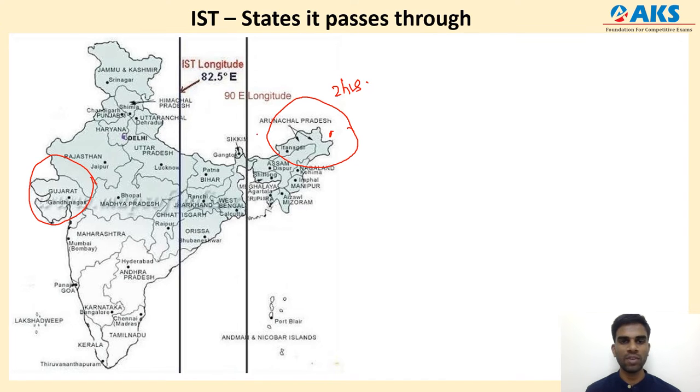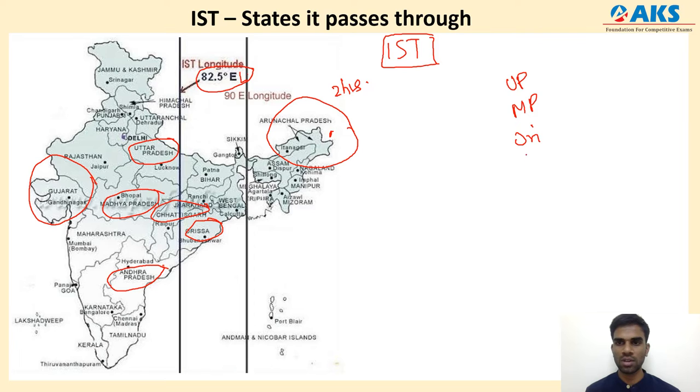But how do we have a single time throughout India? That is because we have the Indian Standard Time, that is IST. This 82.5 degrees east longitude is considered as the Indian Standard Time longitude. It passes through 5 different states, that is Uttar Pradesh, Madhya Pradesh, Chhattisgarh, Orissa, and finally Andhra Pradesh.